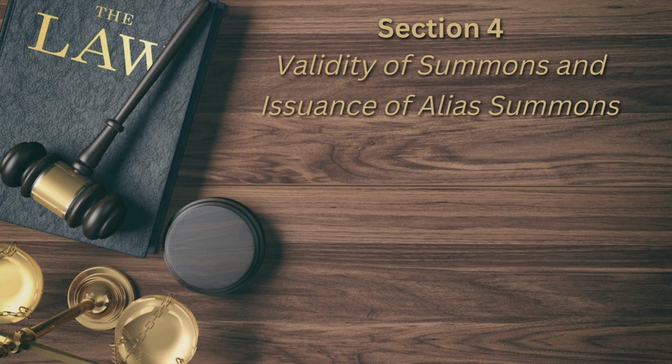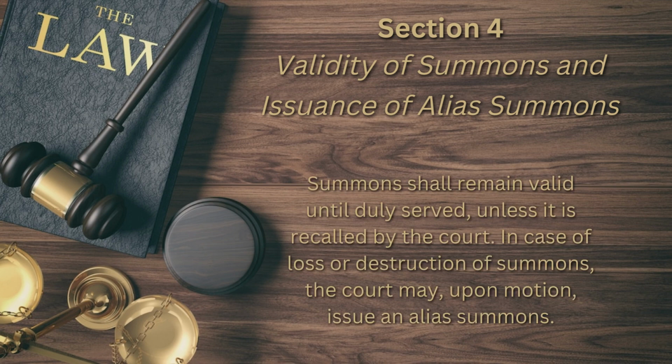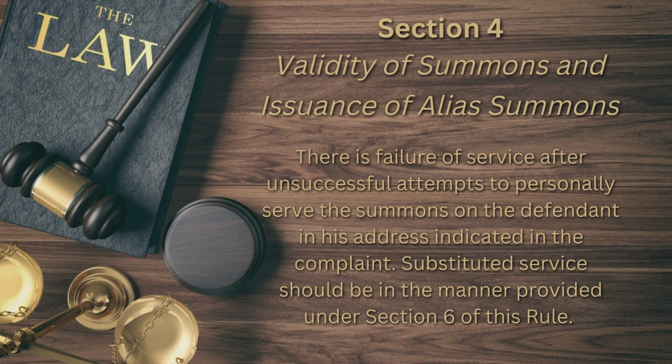Section 4. Validity of summons and issuance of alias summons. Summons shall remain valid until duly served, unless it is recalled by the court. In case of loss or destruction of summons, the court may, upon motion, issue an alias summons. There is failure of service after unsuccessful attempts to personally serve the summons on the defendant in his or her address indicated in the complaint. Substituted service should be in the manner provided under Section 6 of this rule.